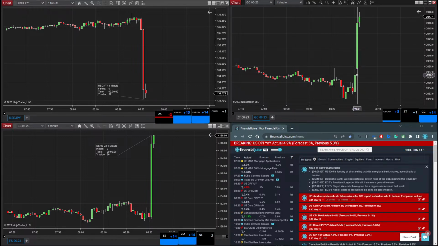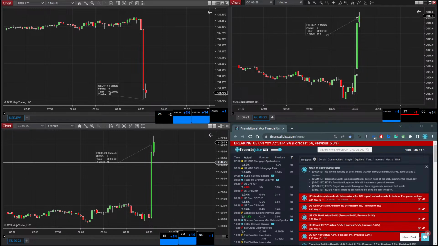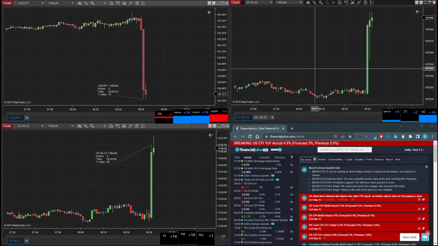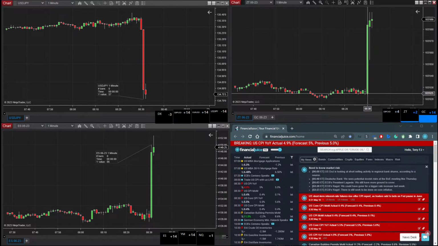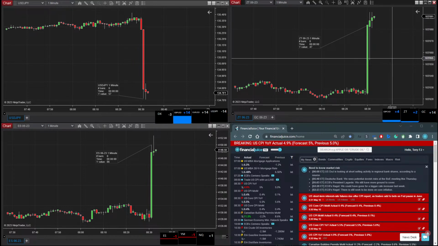It did jump up, so I'm gonna have to go. Okay, it's about 105 ticks, 104 ticks there. Bond prices had a nice old jump. Okay, all right, it's 47 ticks towards the upside. US short-term interest rate futures rise after CPI report as traders add to bets on Fed pause in June.